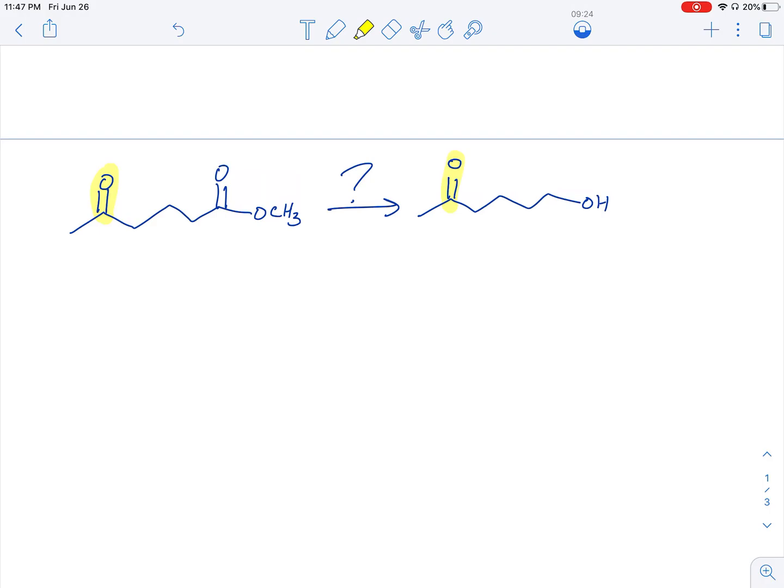You say, okay, well, I was thinking sodium borohydride. Well, sodium borohydride only goes after aldehydes and ketones. It does not go after esters. And we need to go after the ester, not the ketone. So that wouldn't work either, right? So what you realize is that the problem is that the more reactive compound right now is the ketone, right? Ketones are more reactive than esters.